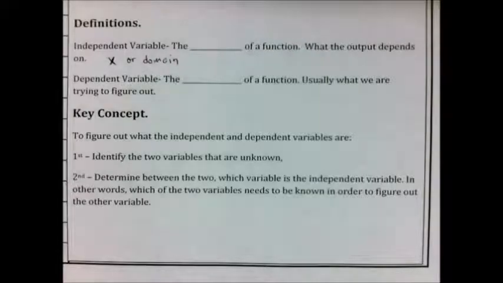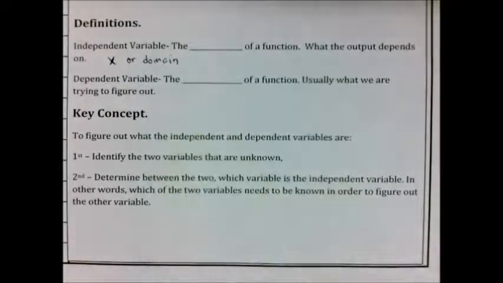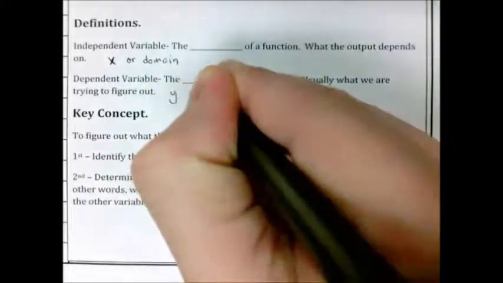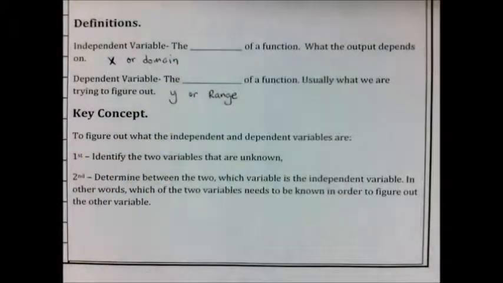The dependent variable is the output of a function. I want you to write down output of a function. That's usually what we are trying to figure out. The dependent variable is usually what we're trying to figure out. So another way we could write this is the y, or the range of a set of values.